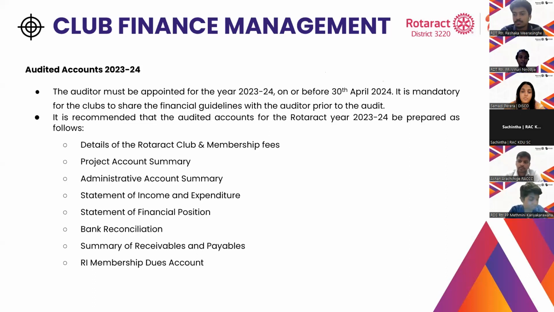And for the audited accounts for the year, it is recommended that you include the details mentioned in the presentation itself, namely the details of the Rotaract Club and the membership fees, and also the RI membership dues account, project account summary, admin account summary, and the statement of income and expenditure, statement of financial position, bank reconciliation, and the summary of receivables and payables.